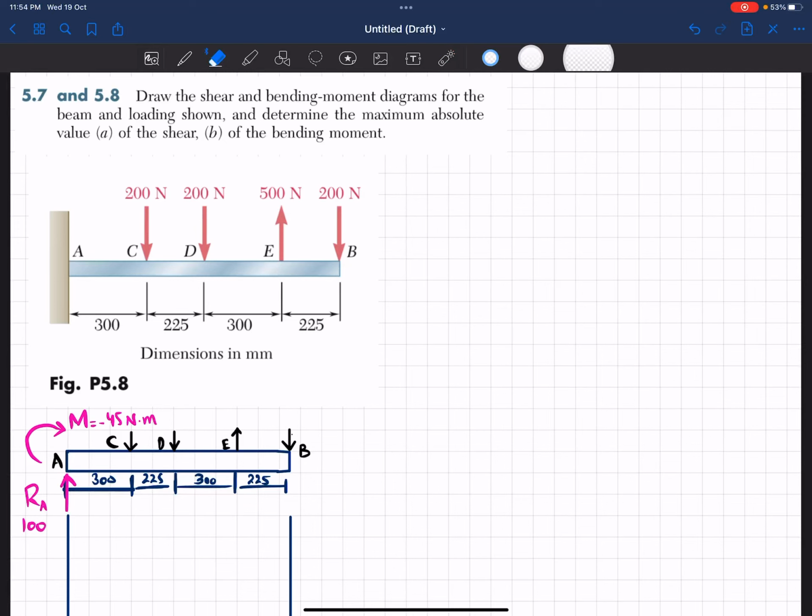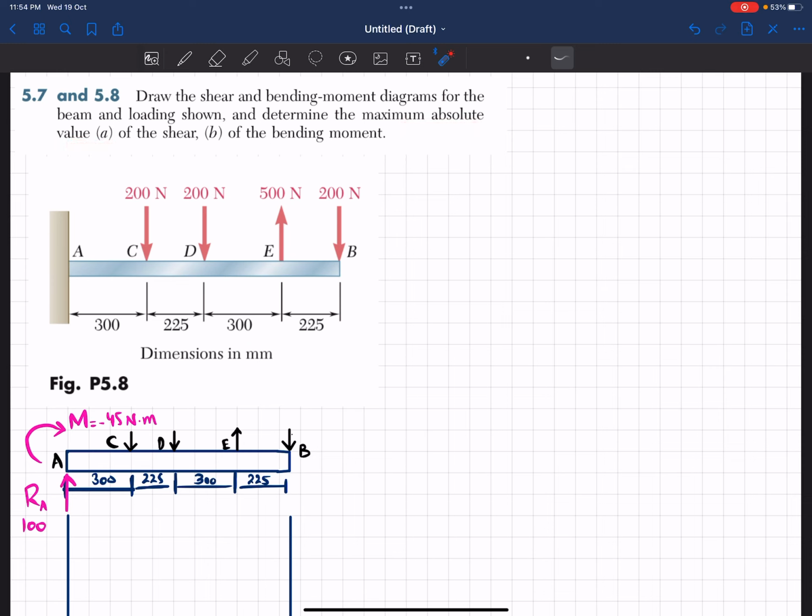Welcome back. Dear friends, today we are going to solve problem 5.8. In this problem, it is given: draw the shear and bending moment diagram for the beam and loading shown. Determine the maximum absolute value of shear and bending moment.